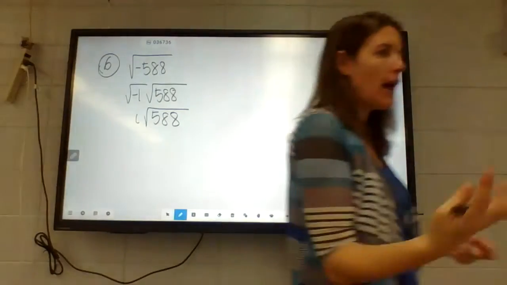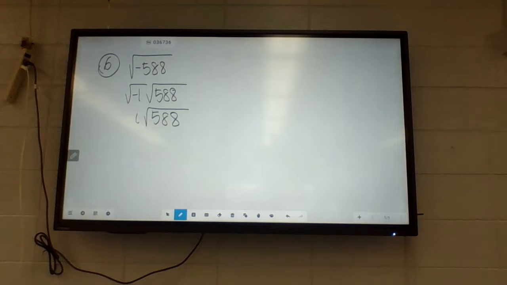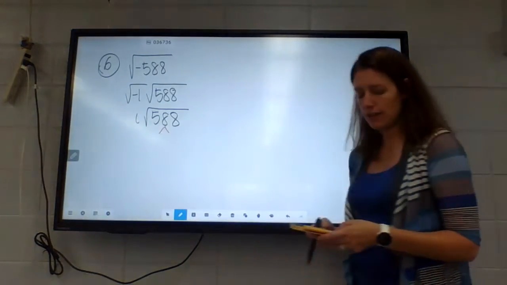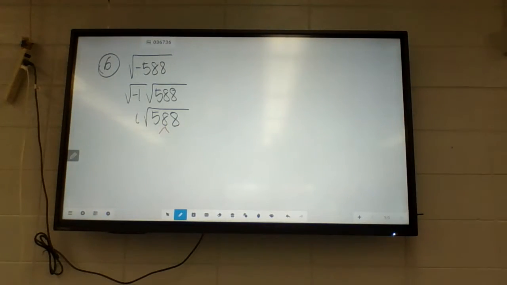Now, some calculators simplify radicals really, really nicely. If your calculator does that, it's fine. These are awesome with simplifying radicals, but not everyone has those. So what we need to do is figure out what goes into 588 and try to pull different numbers out that would be good numbers to try.